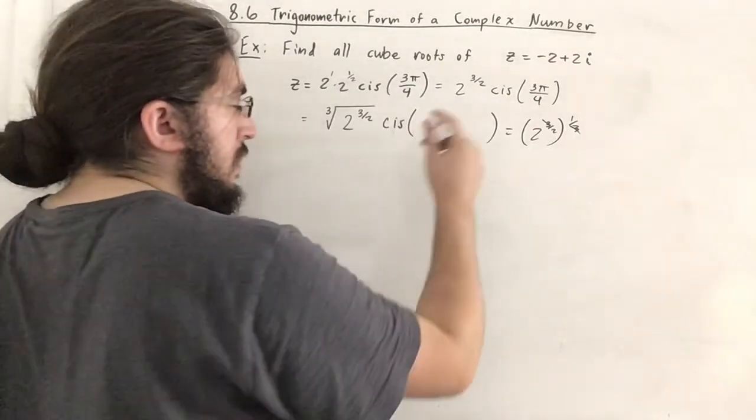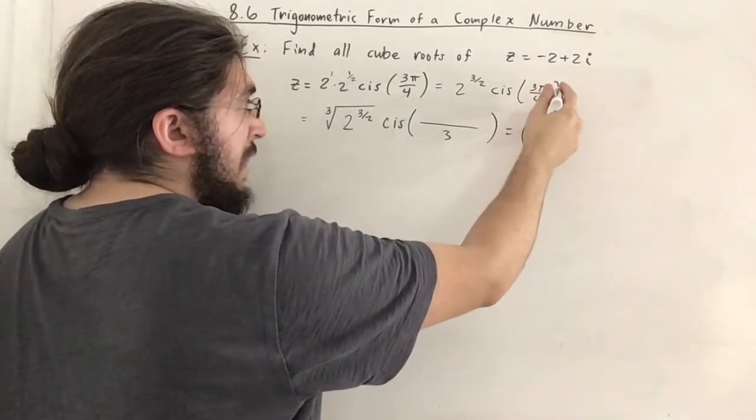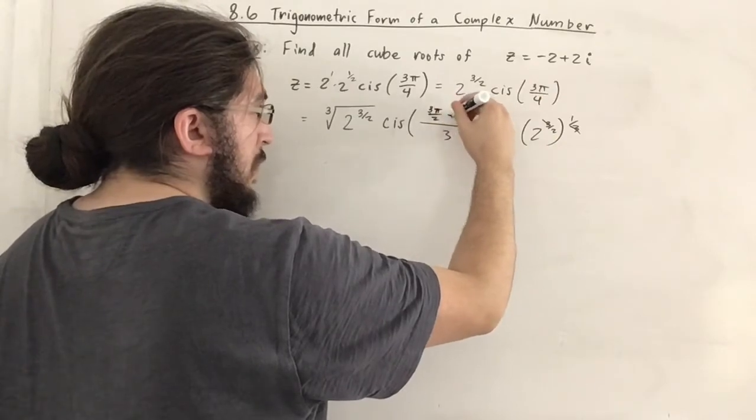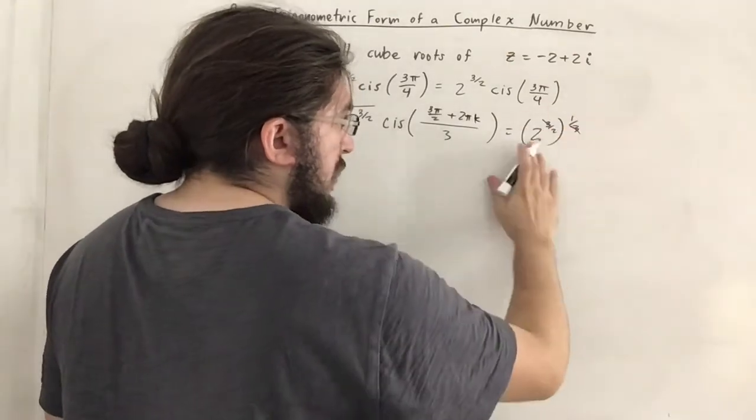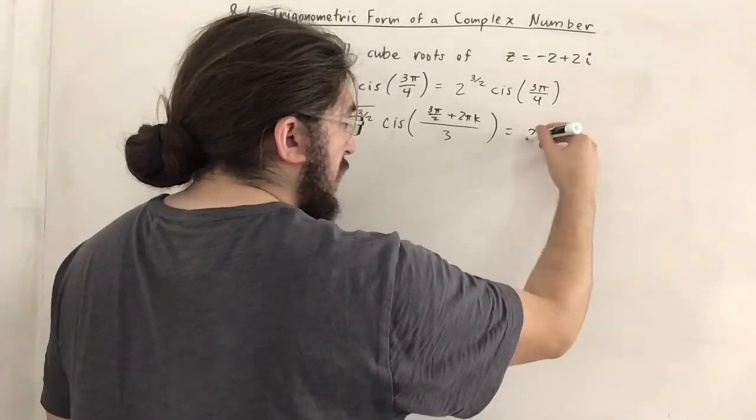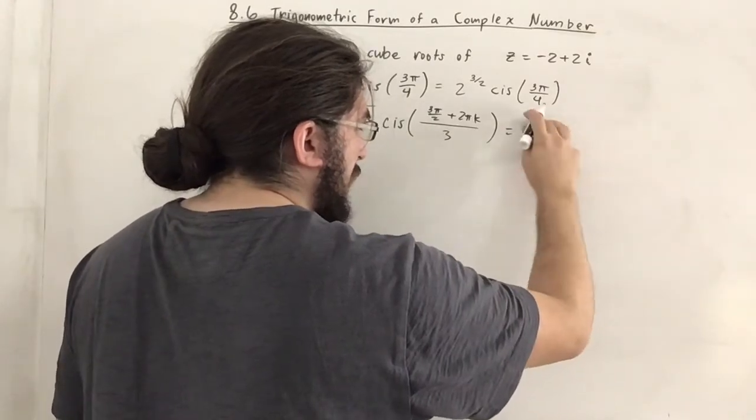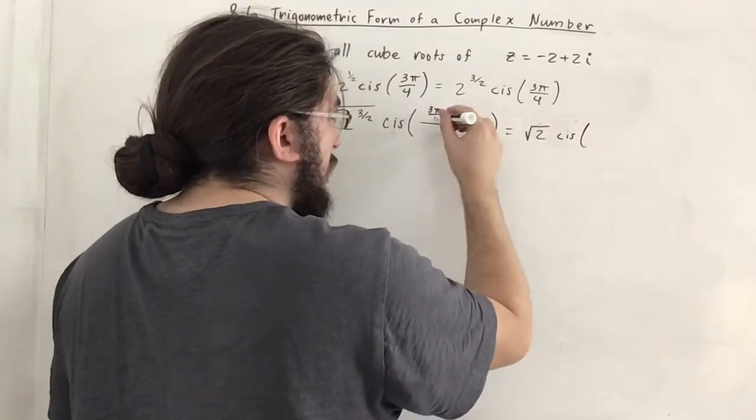So now as far as the angle goes, we're going to be dividing by 3, and it is going to be this angle, which is 3 pi over 4, plus 2 pi k. So let me just write that here. And notice this simplifies to 2 to the 1/2. So let me write it as 2 to the 1/2, which by the way is radical 2, so I'll just leave it like that if it's alright. Cis of 3 pi over 4.